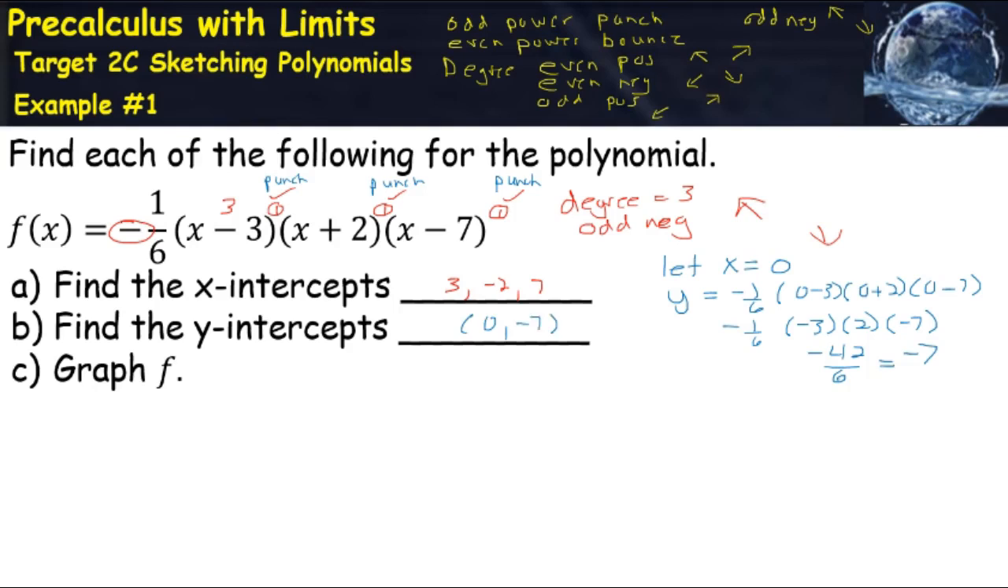Also, for these x-intercepts, I'm okay with just 3, -2, and 7, but technically they are (3, 0), (-2, 0), and (7, 0). Now I just have to graph it. So I'm going to start by plotting my x-intercepts, and I'll do this in red. My x-intercepts are 3, -2, and 7.